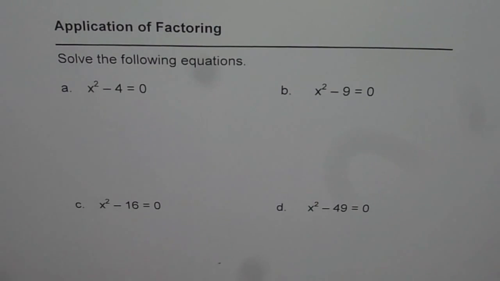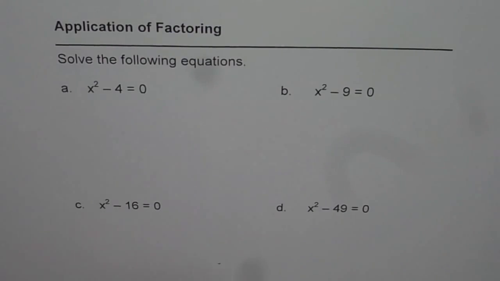The equations are x squared minus 4 equals to 0, x squared minus 9 equals to 0, x squared minus 16 equals to 0, and x squared minus 49 equals to 0. You can pause the video, solve, and then check with my solution.